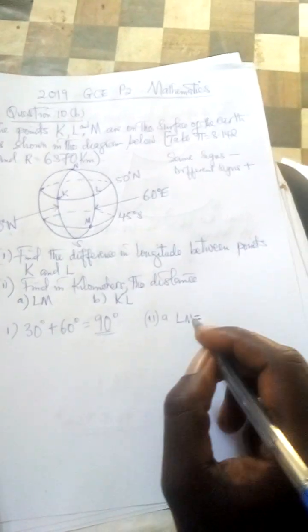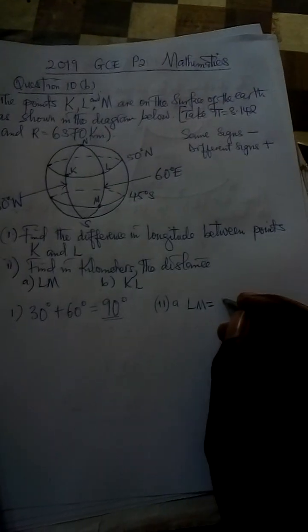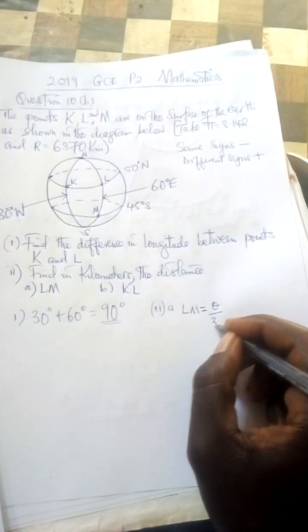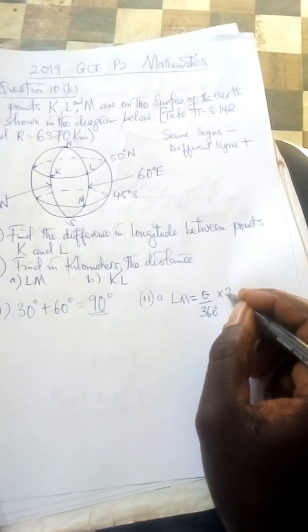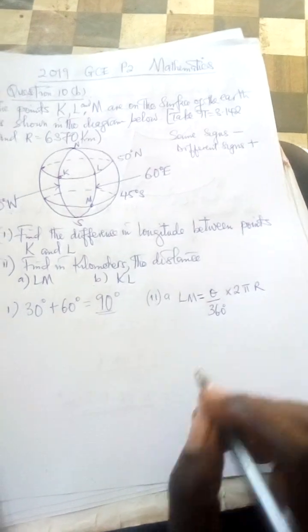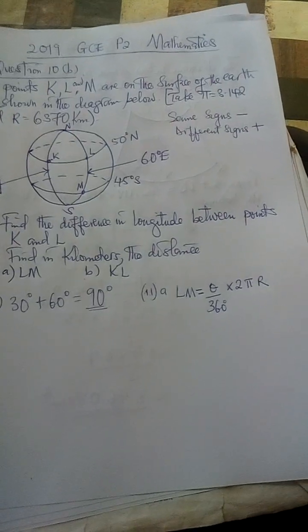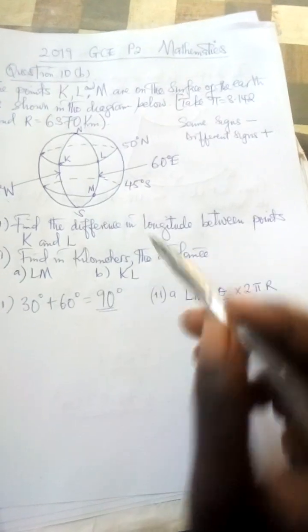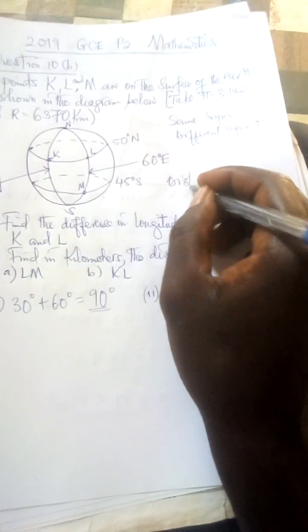So in this case, we are trying to find the distance LM, which is the distance along the longitude. So what we do is we need the angle divided by 360 degrees times 2 pi r. This is the formula because it is along the longitude. So this angle, what is it for? This is the angle for the distance. I will write this here.